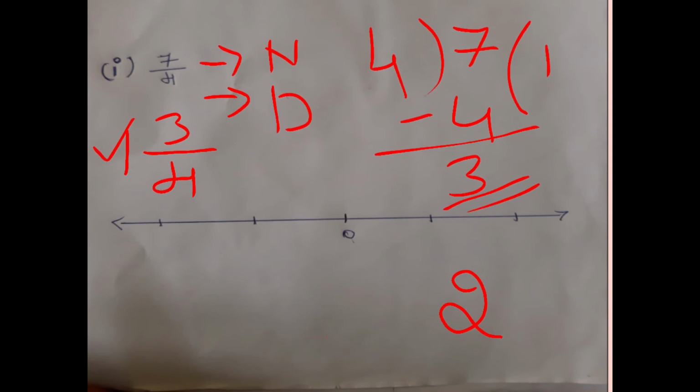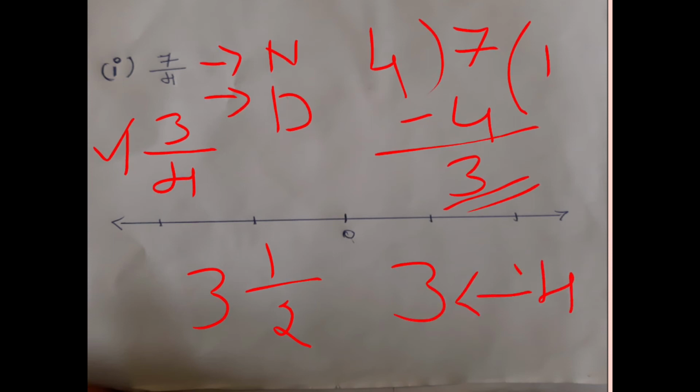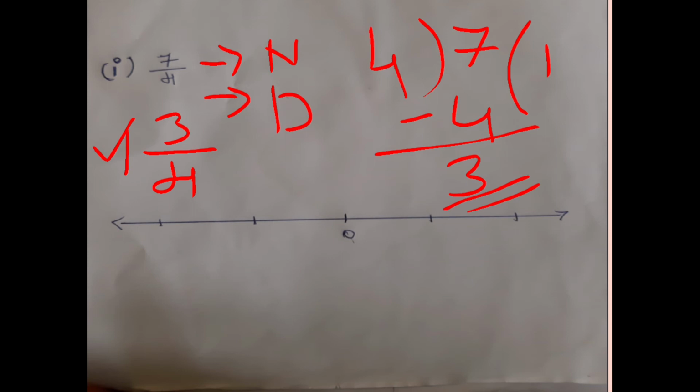So in the same way, after doing division, if you get 3 1 by 2 for any rational number, then you say that the given rational number lies between 3 and 4. Okay, so this division will help us to identify where we are going to get our given rational number whenever the numerator is greater than the denominator.